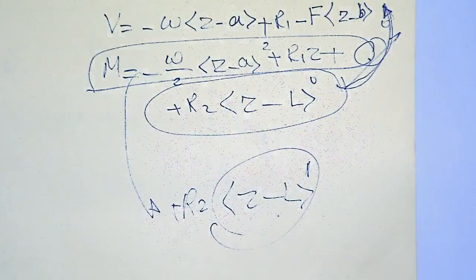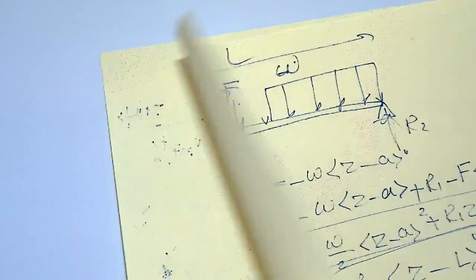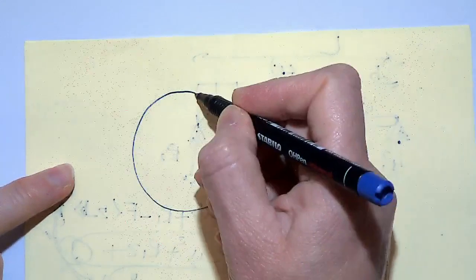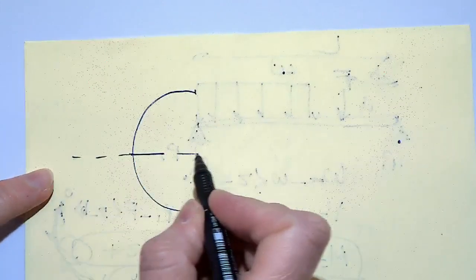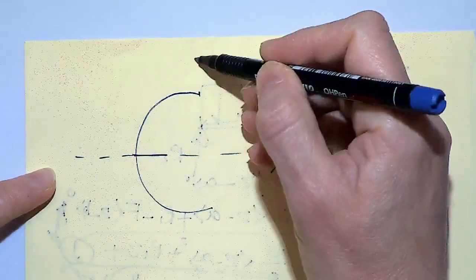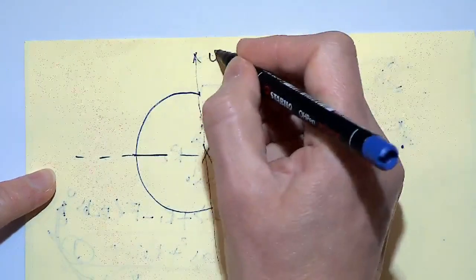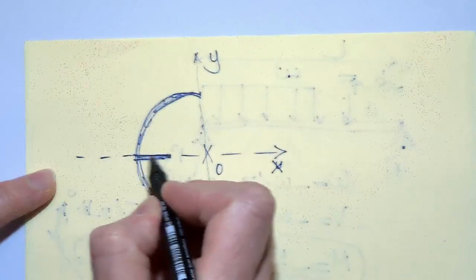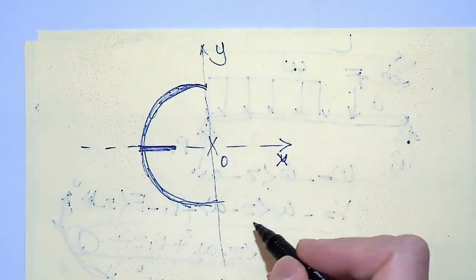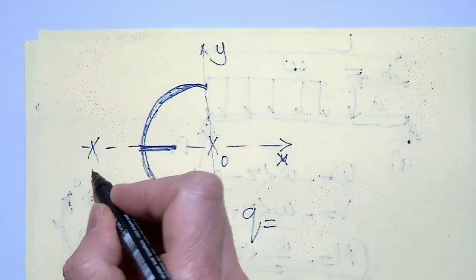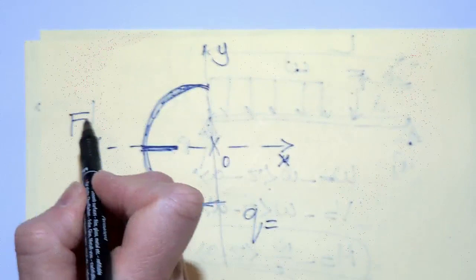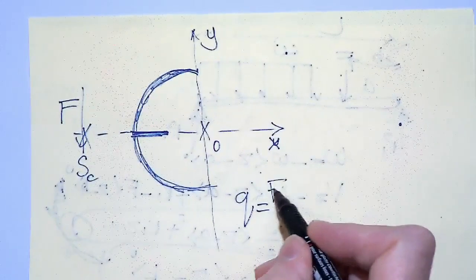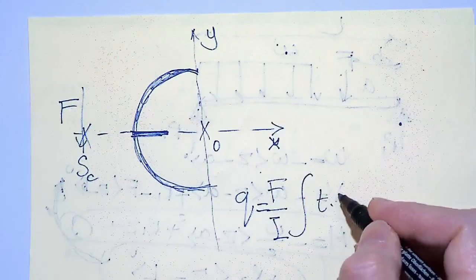So here we've got this semicircular section, and it's got an internal reinforcement. So this is X, say this is Y, so this is the section we have, and we've got a reinforcement here as well. Now, when we are using this equation, say we are applying a shear force through the shear center, we are using this equation: q equals F divided by I, second moment of area, multiplied by the integral of t y ds.